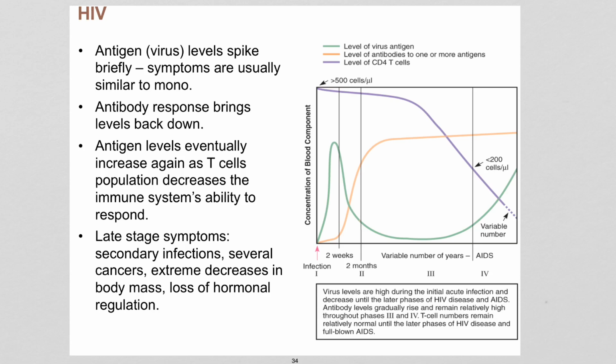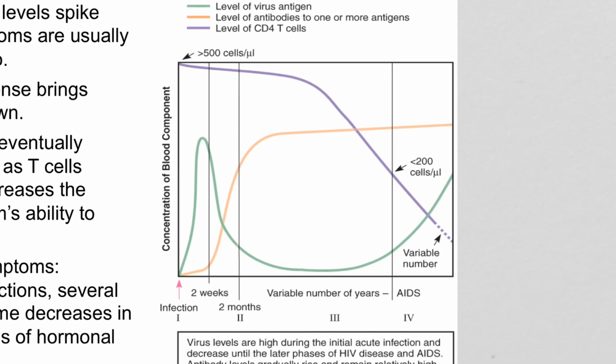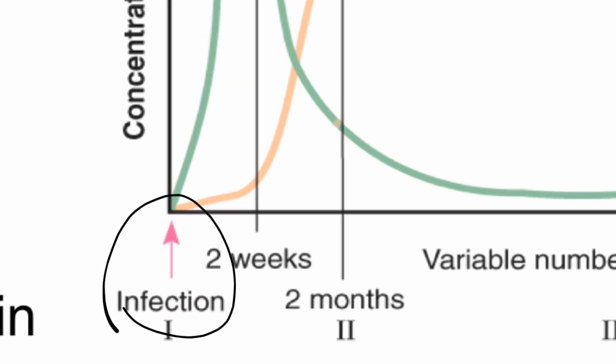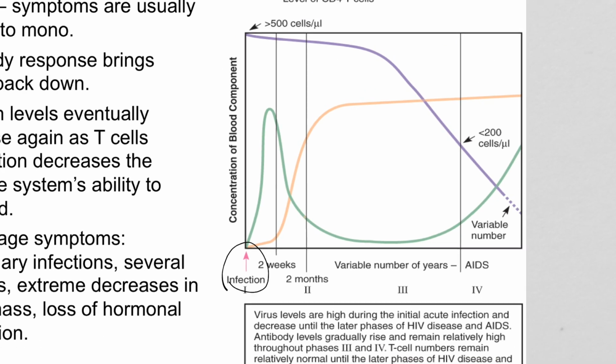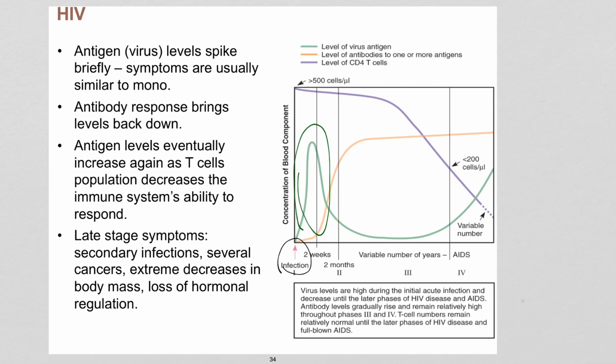The thing about HIV is it's latent, which means you have some initial symptoms when you're infected. It's often described as being similar to mono because both infect white blood cells. What this graph is showing you is the initial infection. The green line is showing you how much HIV is present in the patient. Those mono-like symptoms are coming from this first spike right here.